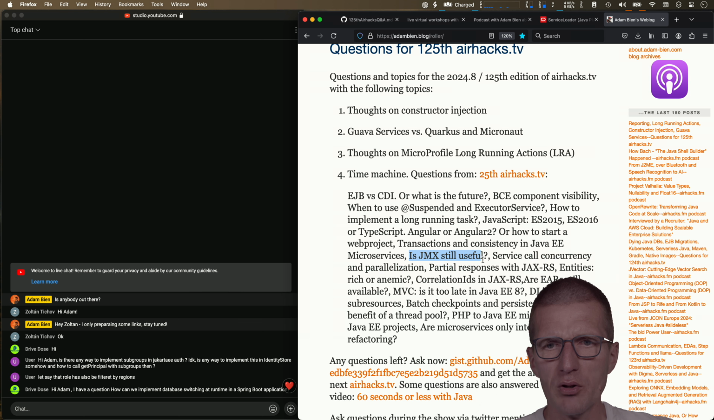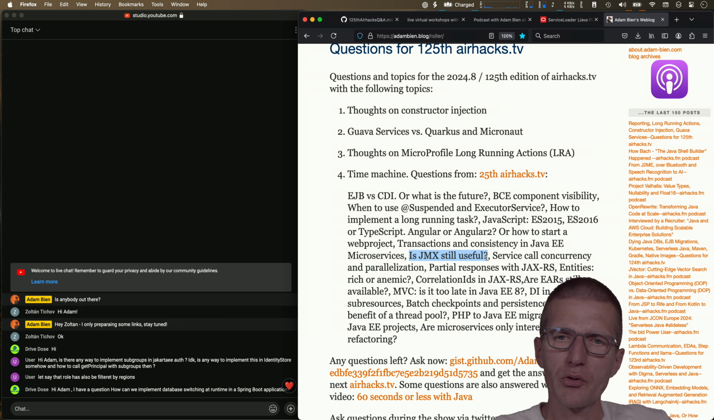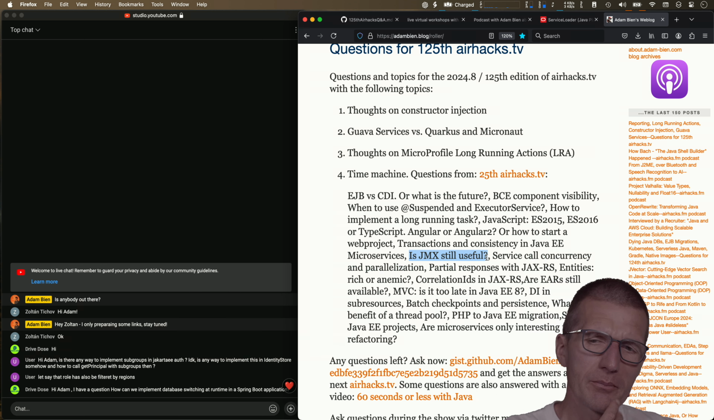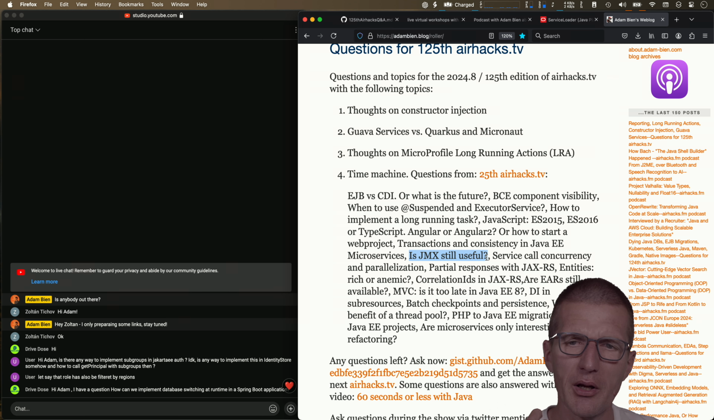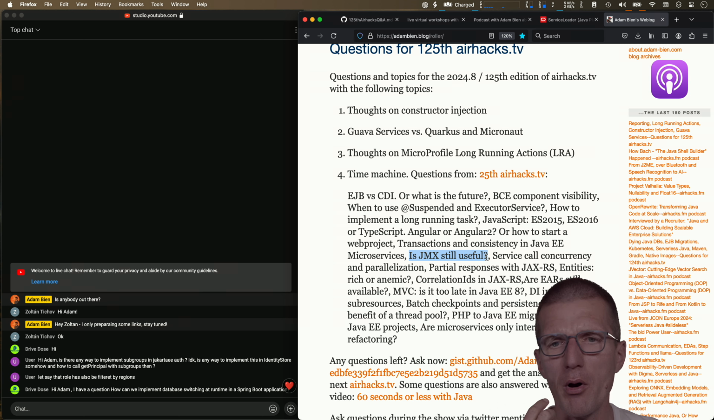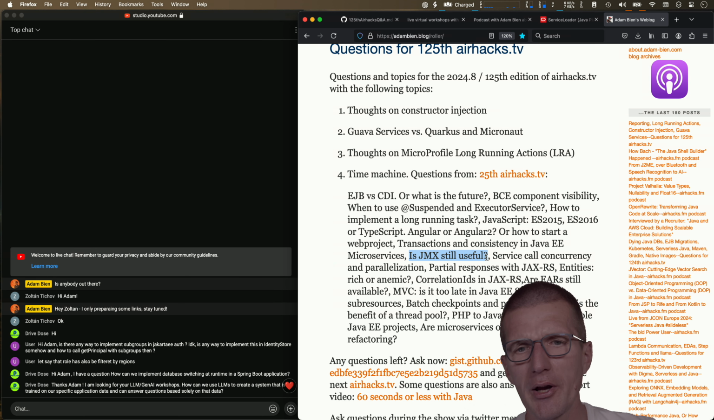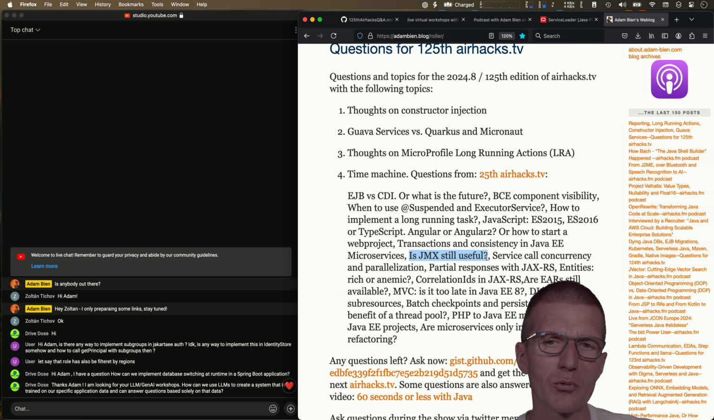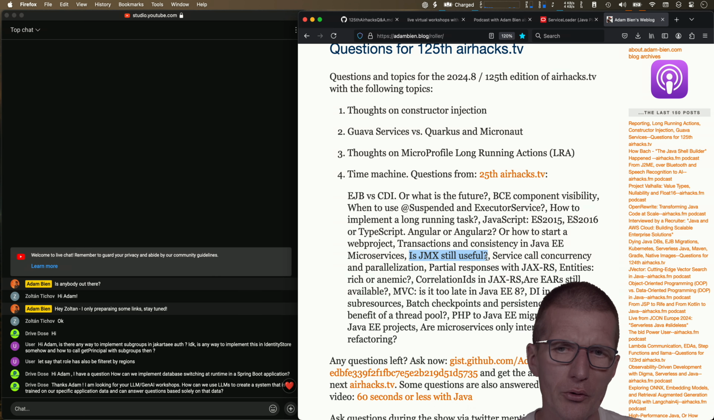So is JMX still useful? It is, because let's say Kafka or, for instance, Apache Cassandra, they have lots of monitoring, lots of metrics available via JMX, and you can expose them to a service of your choice.